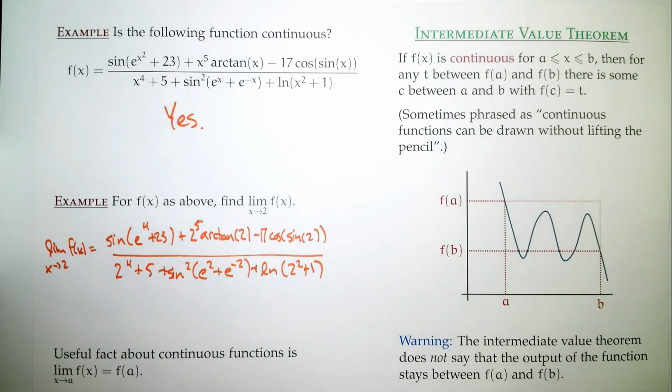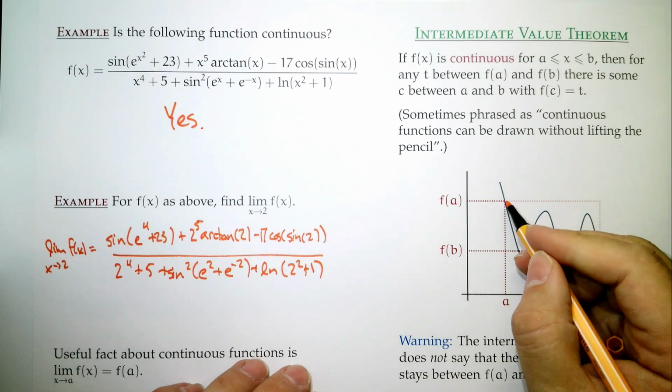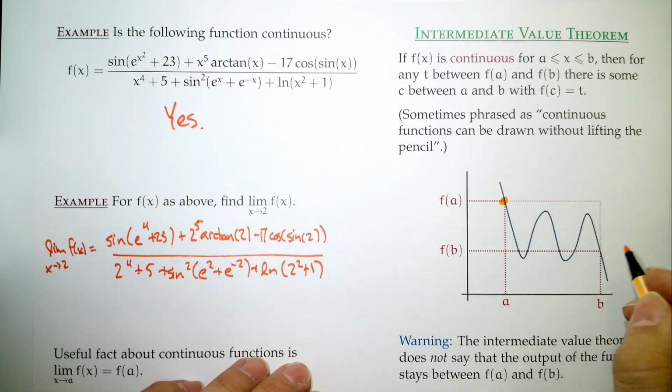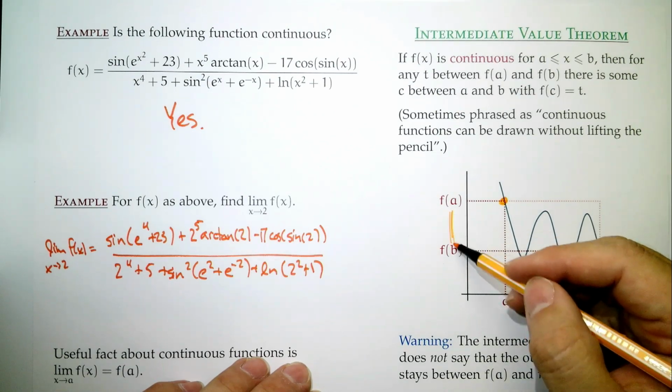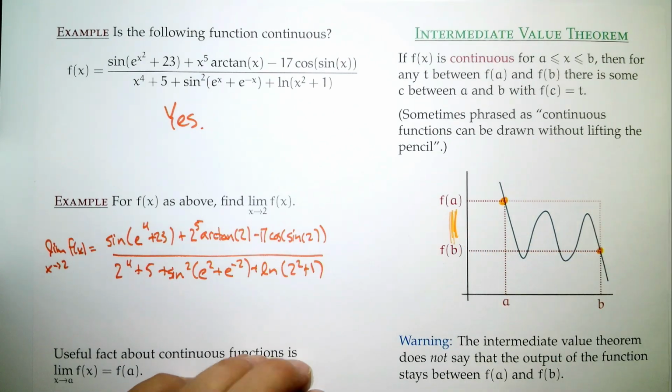Then what has to be the case is that where I start, so I start at this value here, f of a, and where I stop, there's value f of b. So there might be some space here between f of a and f of b.